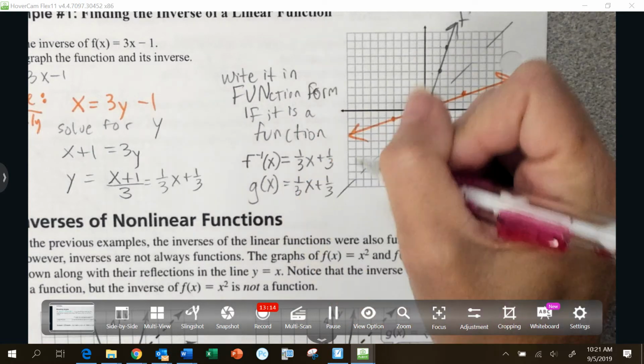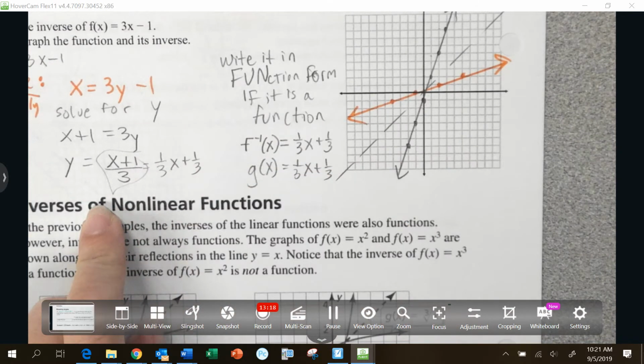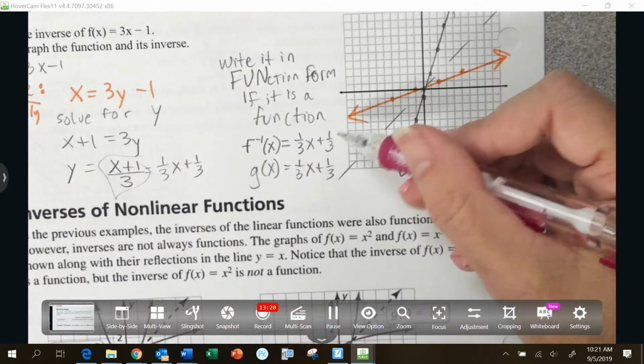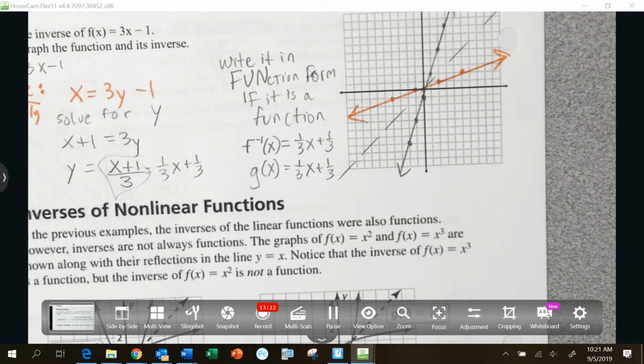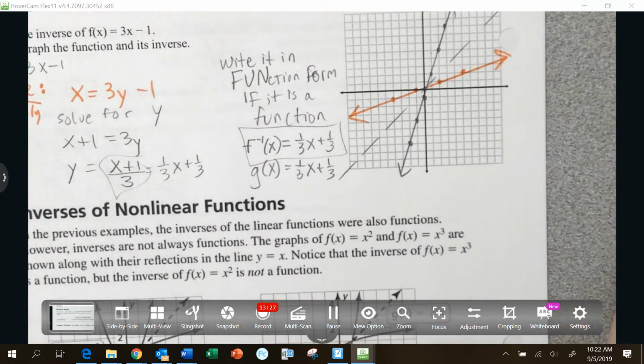You can also write x plus 1 over 3. That one is okay to write as well. It doesn't have to be all fractions. So that would be your final answer in your graph.